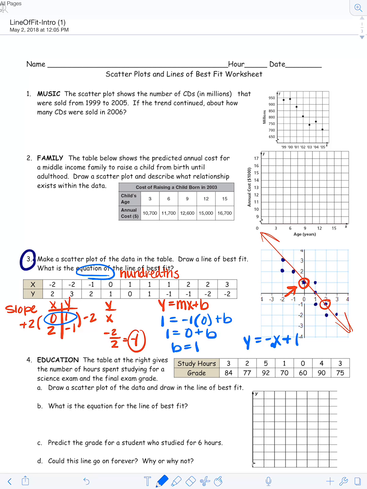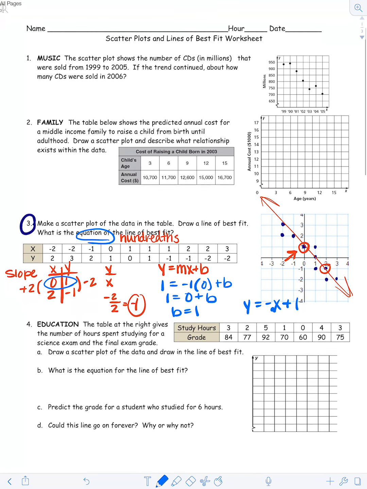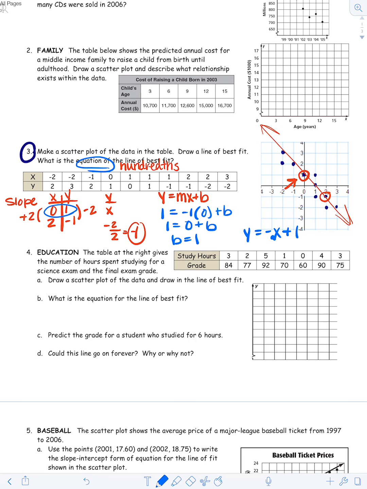So we're going to try another problem. We're going to do number 4. And in number 4, it's a little different because you're going to have to come up with a scale. We have the table at the right that gives the number of hours spent studying for a science exam and the final exam grade. So remember, you need to think about dependent and independent values. So start labeling your titles and start graphing. Pause the video while you do so.